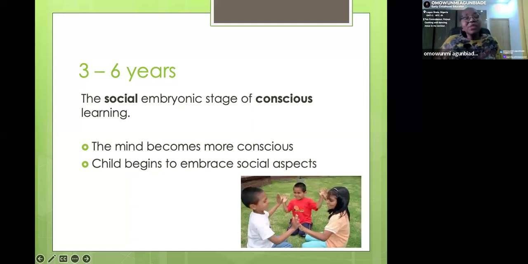So we have the 3 to 6 stage. This is the social embryonic stage. At this stage, it is the conscious learning taking place. The mind becomes more conscious. The child begins to embrace social aspects. So they are now more conscious about the environment. Social cohesion is their concern. That's when we begin to teach them empathy.